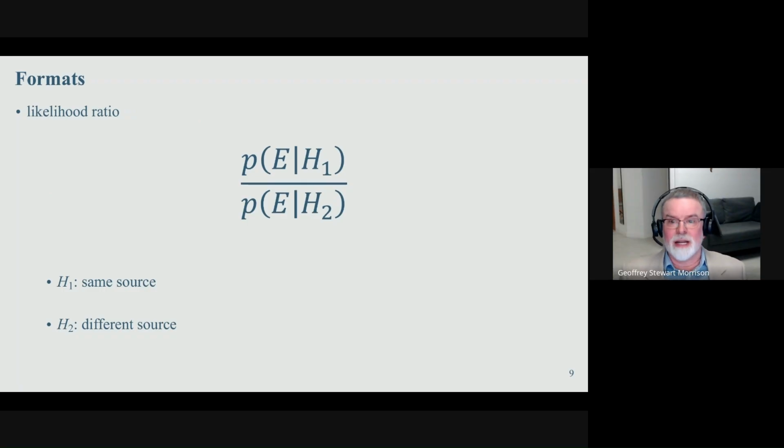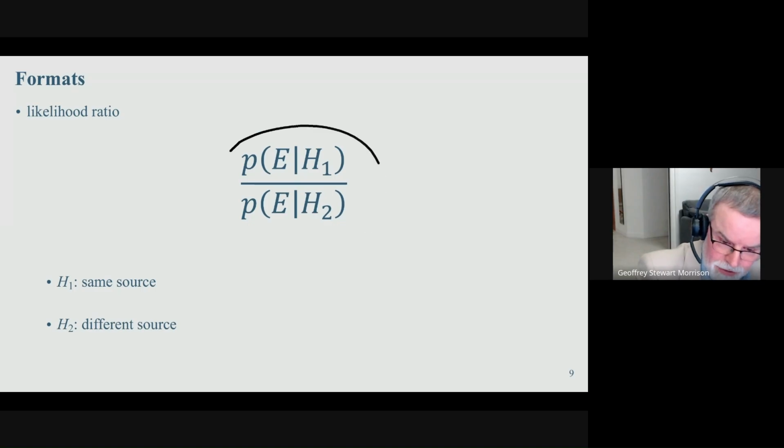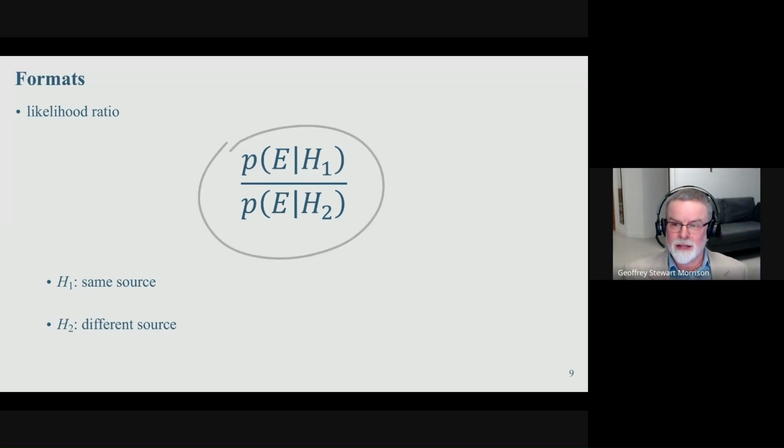So, formats for presenting likelihood ratios. The first thing is to understand what a likelihood ratio is. It's the probability of the evidence given one hypothesis divided by the probability of the evidence given an alternative hypothesis. Those two hypotheses must be mutually exclusive: if one is true, the other must be false. All the literature in the review uses source level hypotheses. So H1 is always going to be some form of same source, and H2 is always going to be some sort of different source hypothesis.